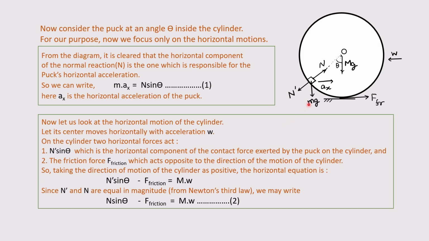As you can see in this picture, N prime and N are equal in magnitude. This is from Newton's third law. We may write the equation as N sine theta minus force of friction is equal to mass of the cylinder into W. Here N prime is replaced by N, and this is our equation 2.